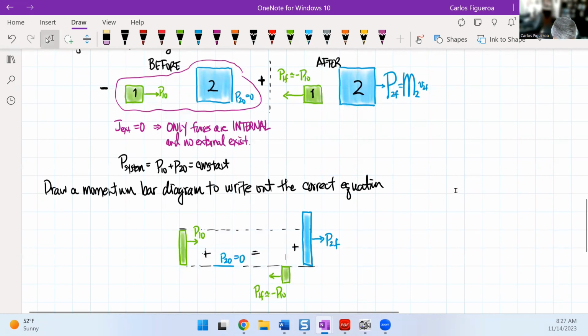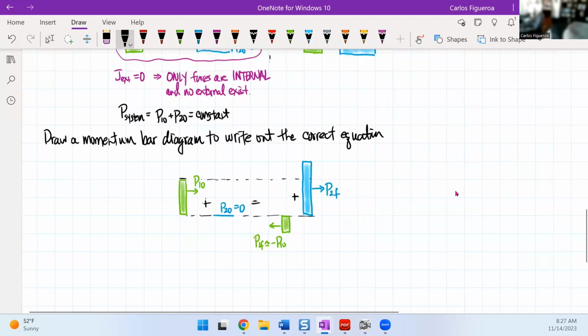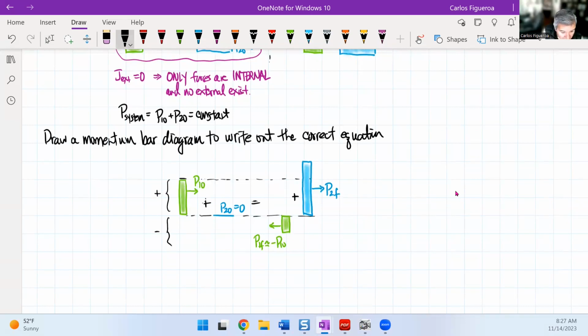So now this tells me here that this side is positive, this side is negative. Now let's write out the equation. Remember, this is my constant line. My equation then reads that P1 initial plus P2 initial must equal minus P1 final plus P2 final. That's what it says right there. And we know that this has to be 0 since that is the case here.